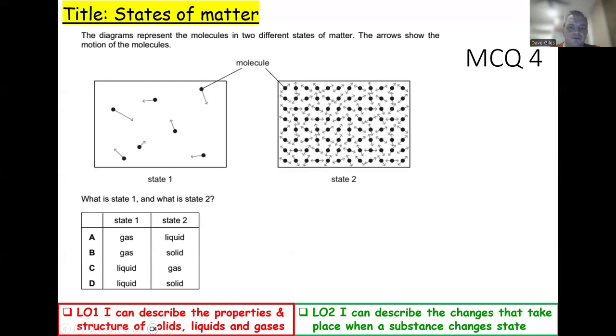Question 4. The diagram represents molecules in 2 different states of matter. The arrow shows the motion of the molecule. What is state 1 and what is state 2? Well, in state 1, you can see they're far apart and moving freely, so they are a gas. Whereas in state 2, you can see they've got a regular pattern, so that is a solid. So the answer here is B.